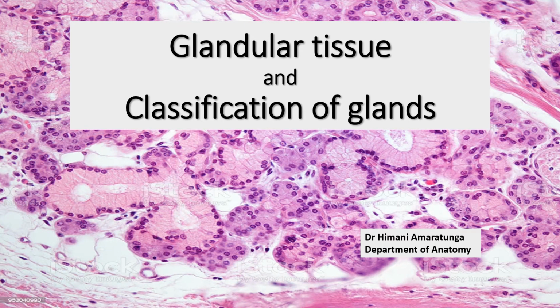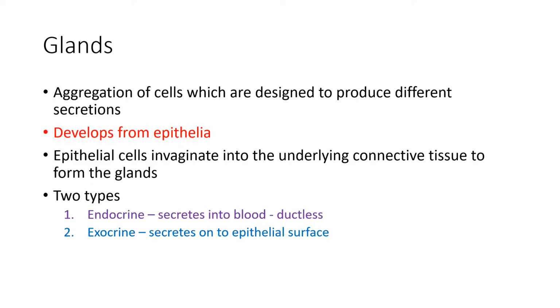In this lecture, we will talk about the glandular tissues and also about classification of glands. The term glands actually is used to describe an aggregation of cells which are designed to produce different secretions. In general, glands are developing directly from epithelia. So what happens is that the epithelial cells invaginate into the underlying connective tissues, divide and form glands.